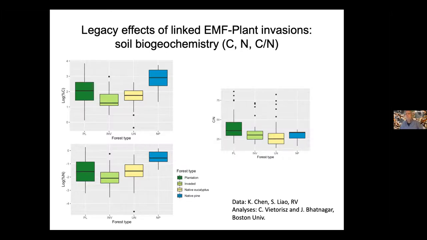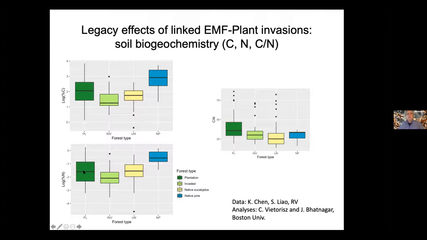This is some recent data generated by Jenny Botnagar's lab and her grad student, Corinne Vitores, where they looked at the soil biogeochemistry of these sites. And this is just a summary slide here, but what you can see here is that the plantation forests shown here in green consistently have higher carbon available in their soils. And the invasives are also slightly different from the native forest, the native eucalypt forest.